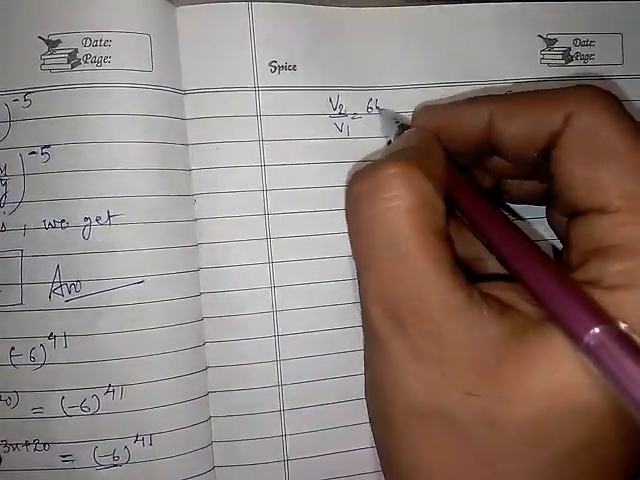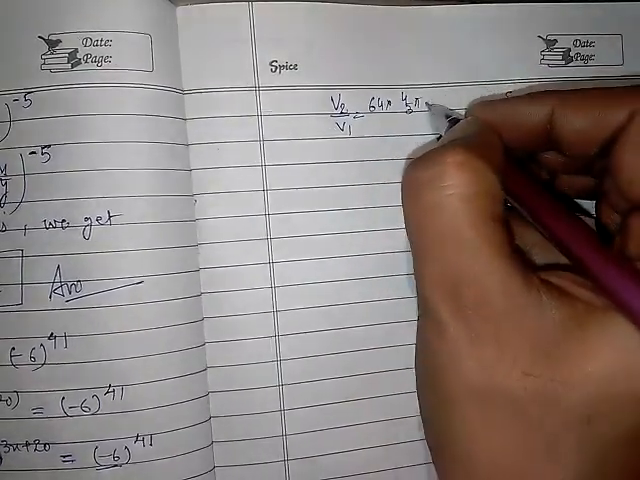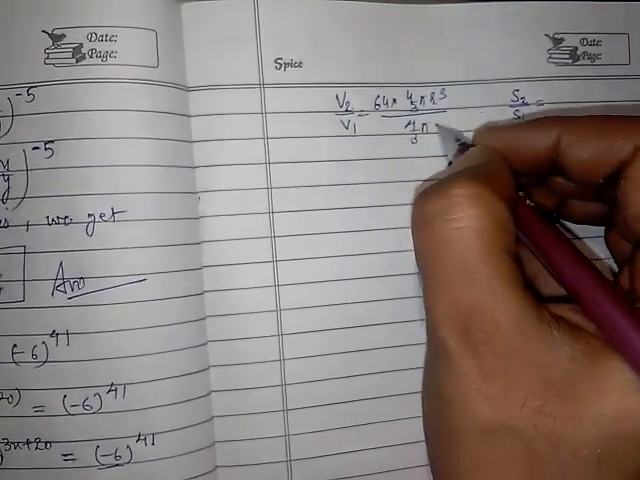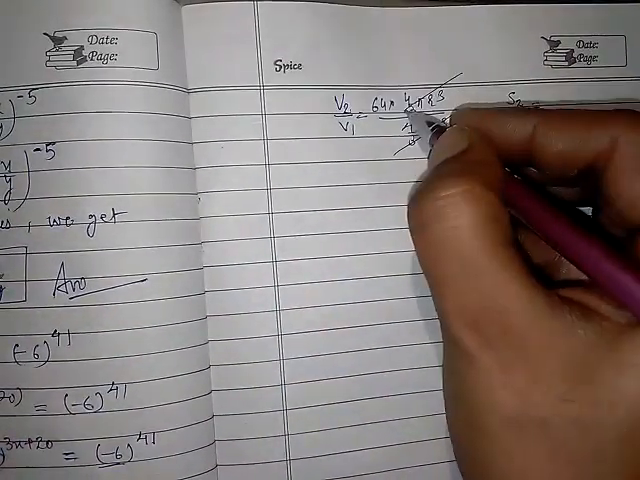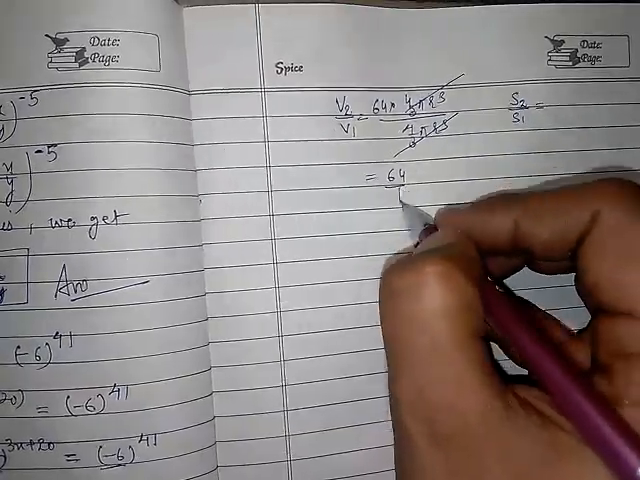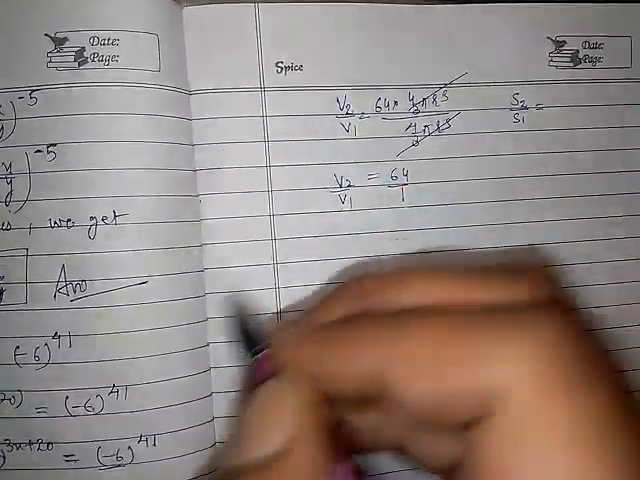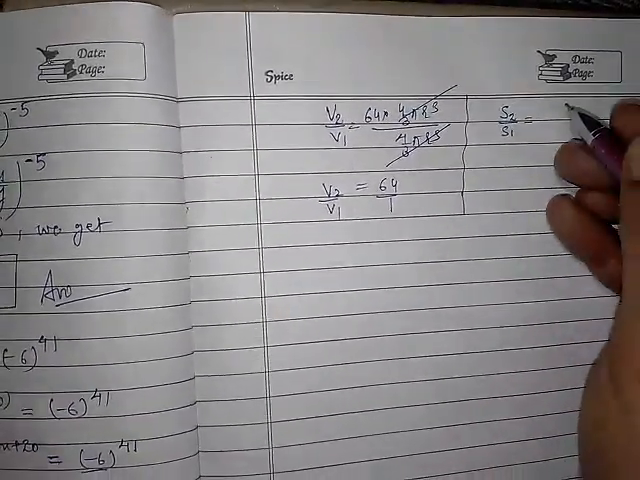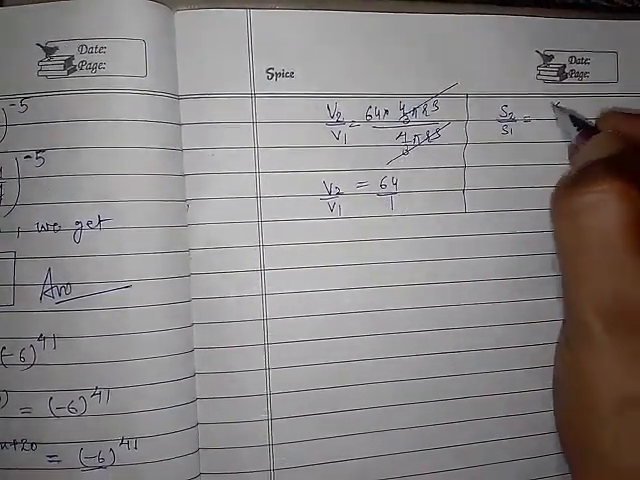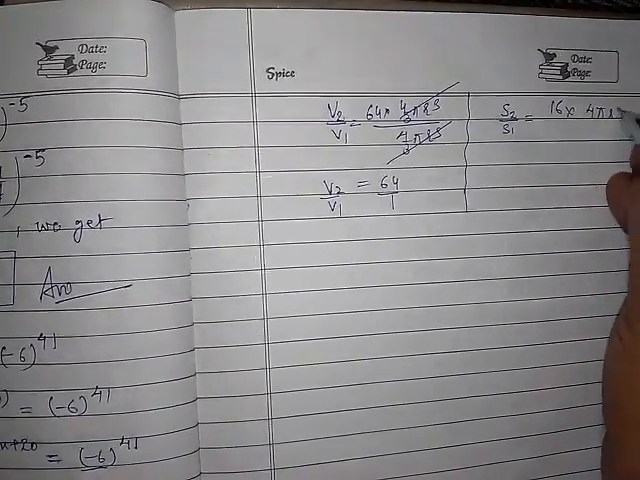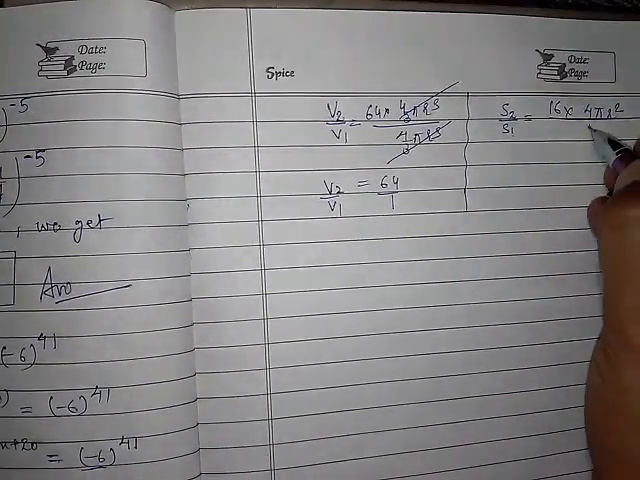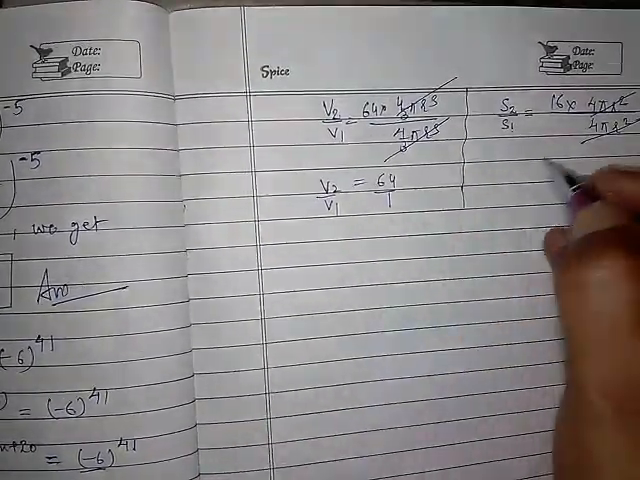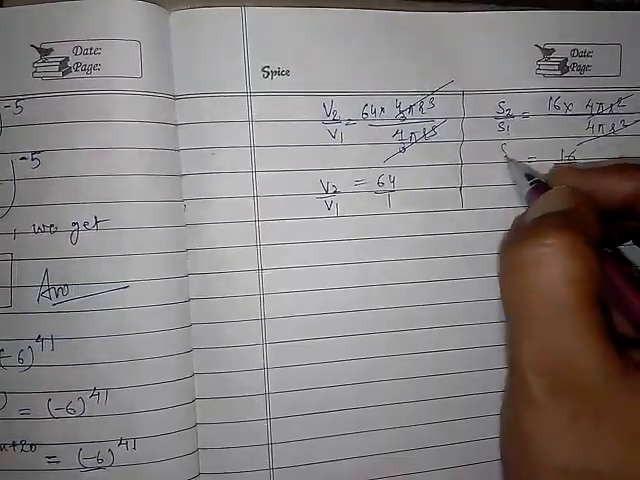So what is the new volume? That is 64 into 4 upon 3 pi r cube. And what is the previous volume? That is already 4 upon 3 pi r cube. So this term being the same will cancel out, and this will be V2 upon V1. The same type of calculation you have to show on this side. So what is S2? S2 we are getting here is 16 into 4 pi r square divided by S1, that is already 4 pi r square. Being the same term, it will cancel out. You will get here 16 upon 1.